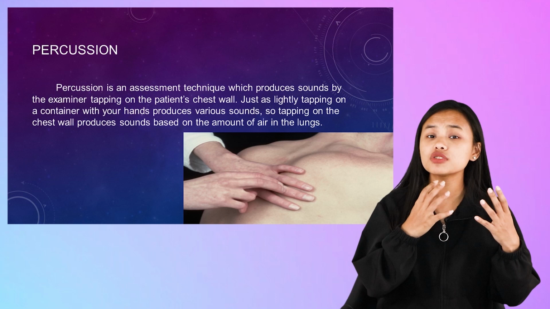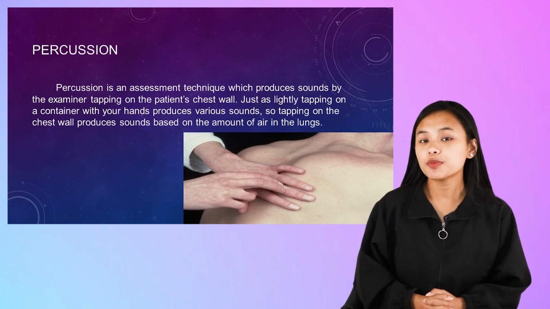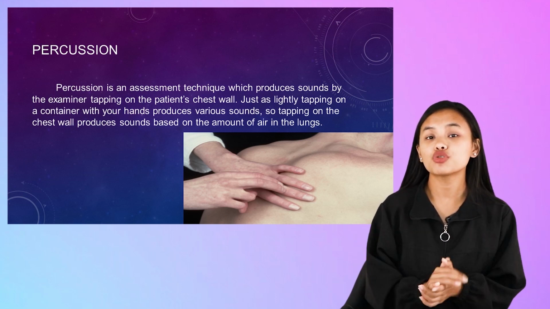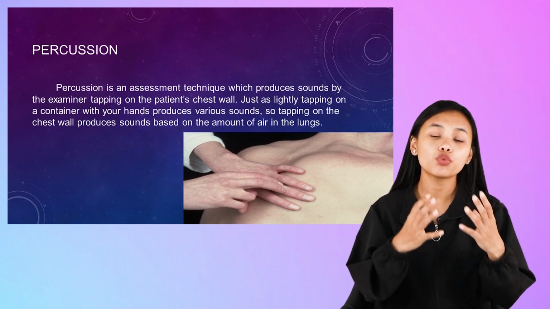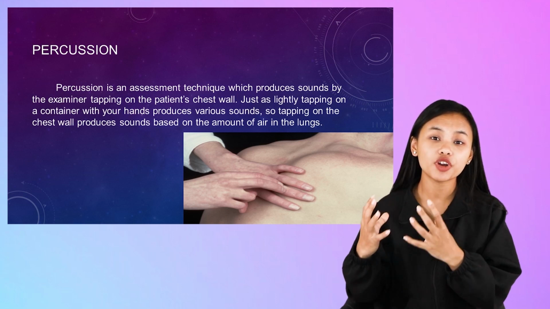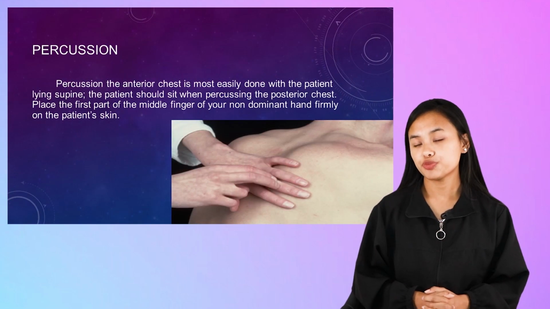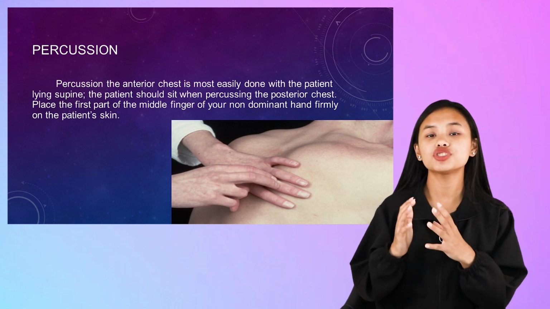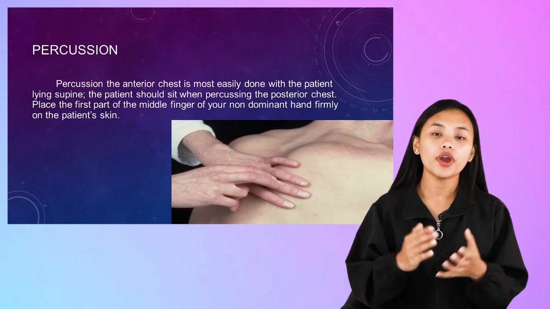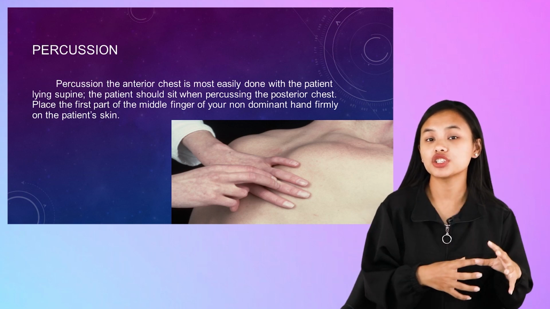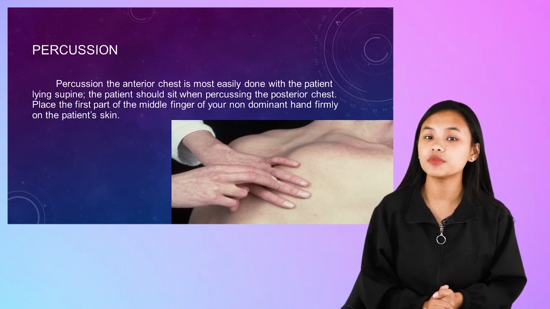This percussion also sets the chest wall and the underlying tissue in motion, which produces an audible sound and also a palpable vibration. It also helps us determine whether the underlying tissue contains air, fluid, or solid material. Percussion on the anterior chest can easily be done when the client is in a lying position. However, if you need to percuss the posterior chest, it is best done when the client is in a sitting position.